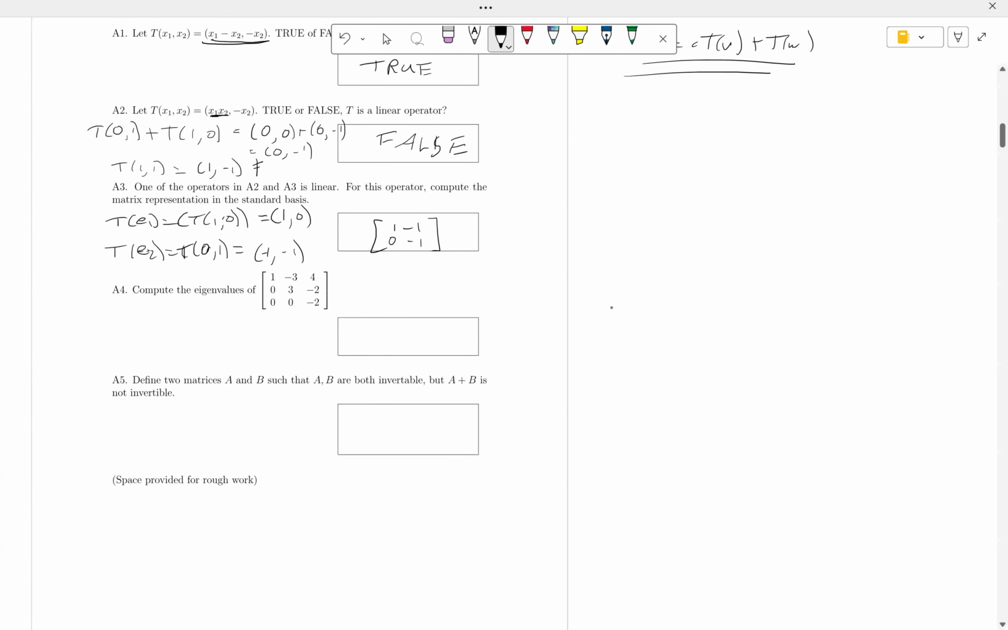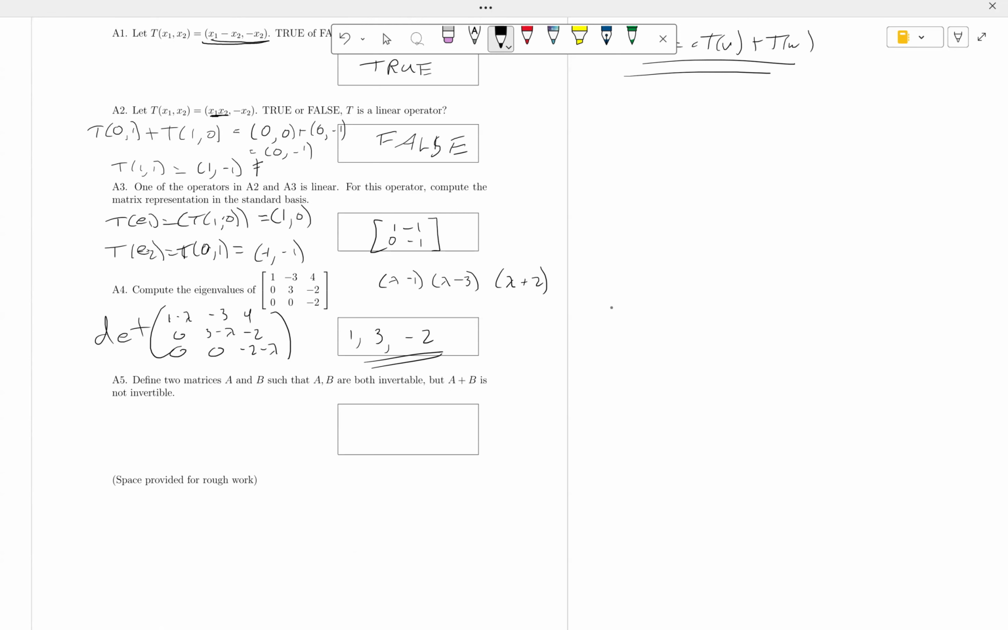Here, in A4, we are asked to compute the eigenvalues. And to do this, we're going to take the determinant of our matrix minus lambda. Now, this is a diagonal matrix, so really it's the determinant of these diagonal entries. So we get lambda minus 1, lambda minus 3, and lambda plus 2. So my eigenvalues are going to be 1, 3, and minus 2.